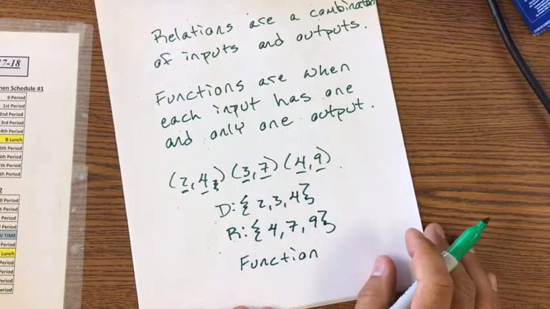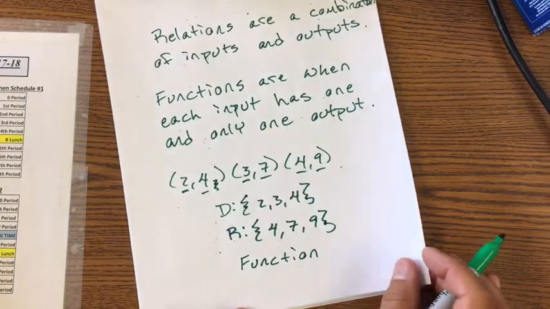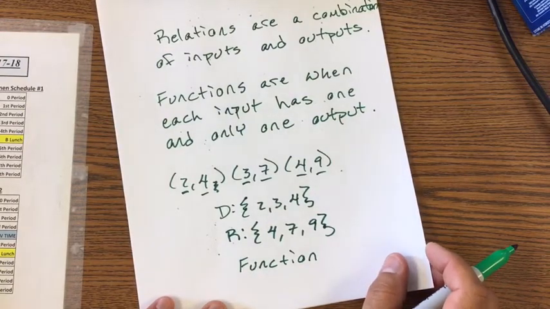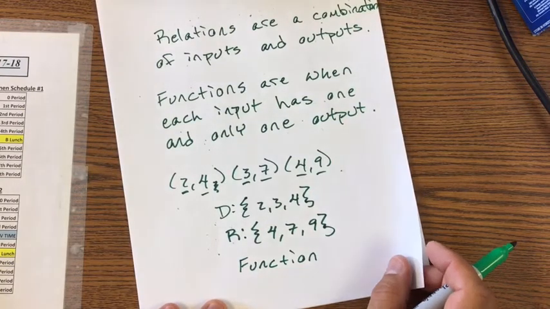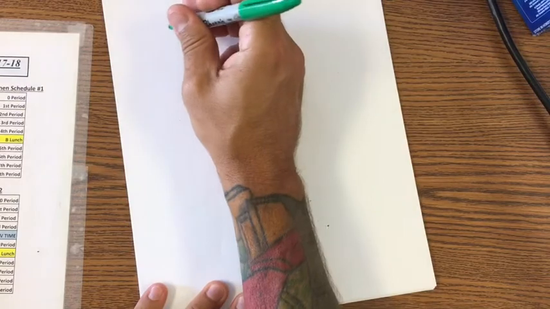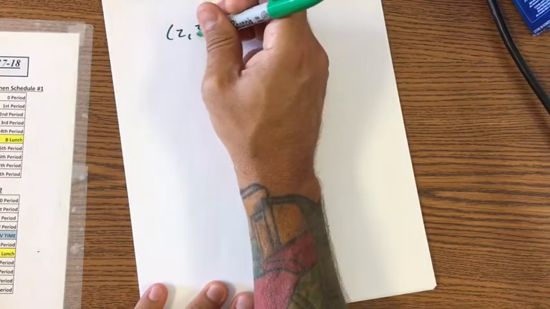So that's how I can tell if it's a function or not, okay? If there's any repeats on the x with a different y, it is not a function, it's a relation. So this one's a function, okay? So another example.